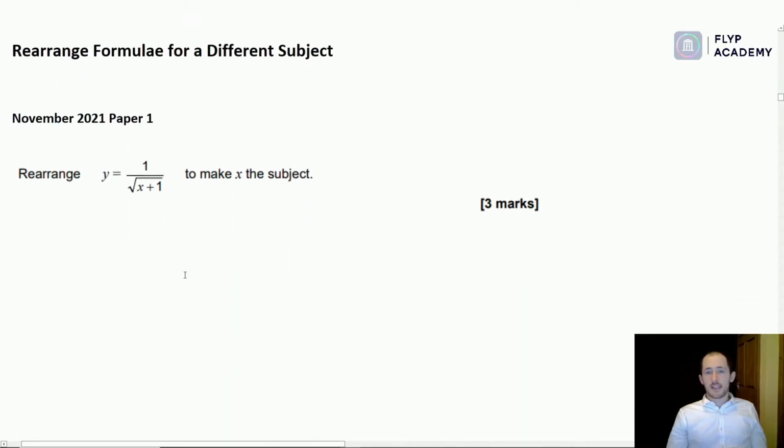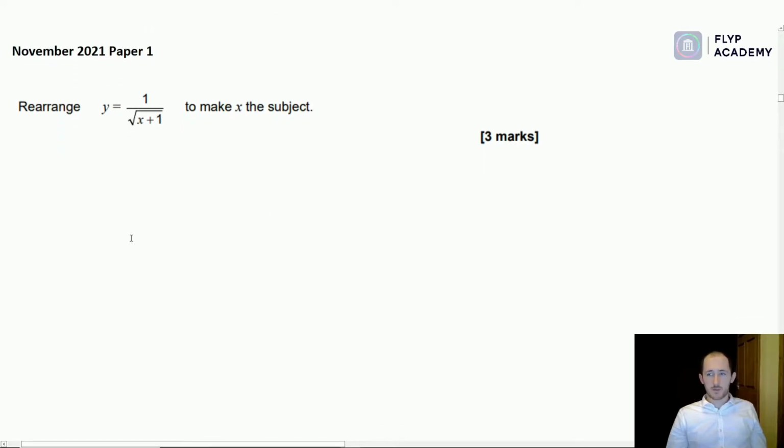The next really key skill, especially if you're going on to do future maths as well, but also just for your exam, is to rearrange formulas for different subjects. So what they'll do, and again this is a past paper question, 3 marks, pretty good, is they say that y equals 1 over root x plus 1. Now you need to make x the subject. So what they mean by make x the subject is you want to have at the end x equals and then a bunch of stuff.